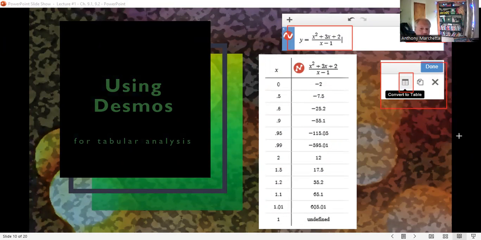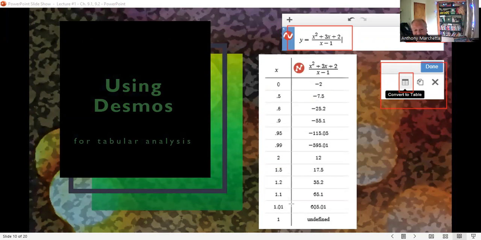So let me break it down. That means you could put any function into Desmos and then put any x value in, and it will quickly calculate easily for you. For example, what about if x is 0? Oh, it's -2. What about if x is 0.5? It's -7.5. It's right there. You could put them in and just get any value you want. I'm going to show you that right now.